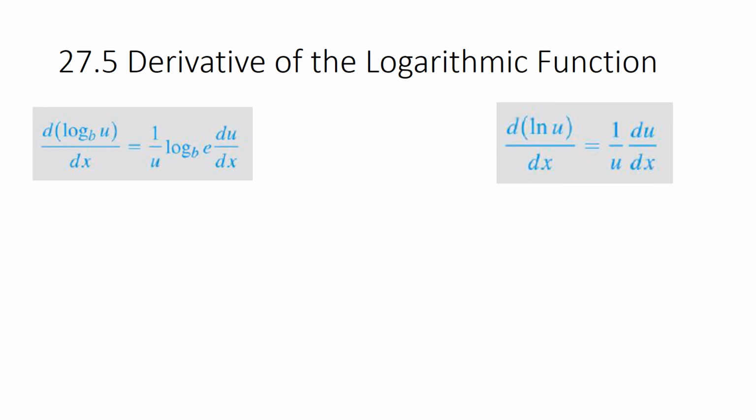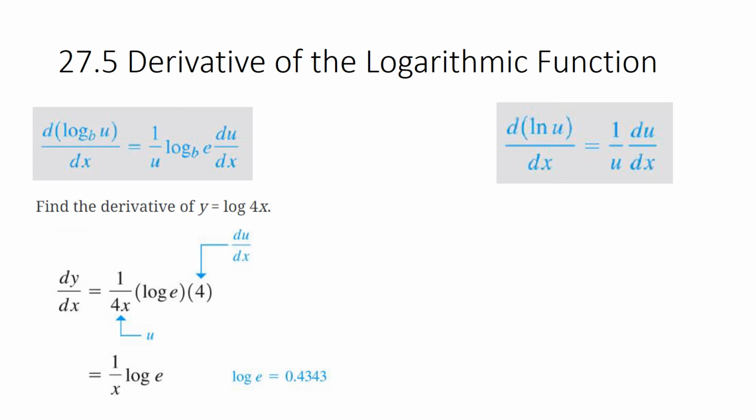The derivative of the natural logarithm of u is simply 1 over u multiplied by the derivative of u. So that shows you that e is a special number. You can choose any base of logarithm you want, but the only one that has a very simple derivative is the natural logarithm, with a base of e. Let's go ahead and see some examples.